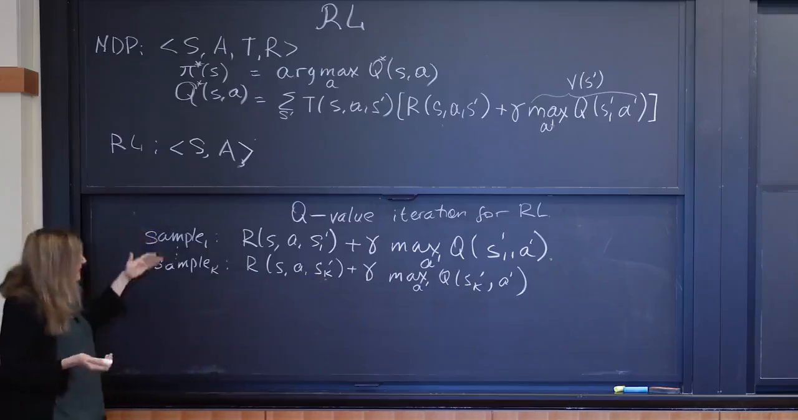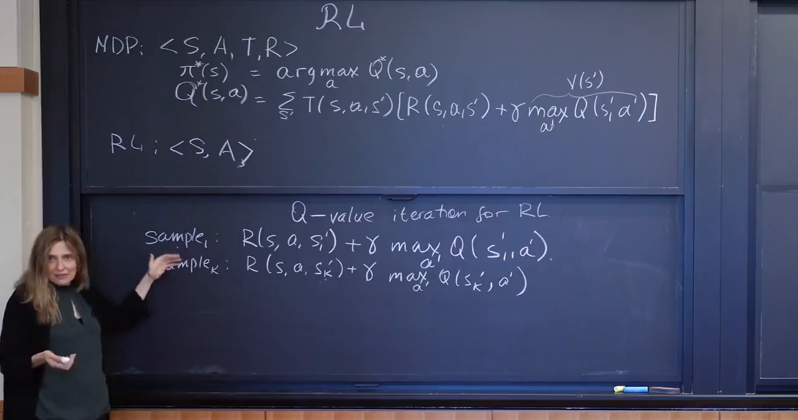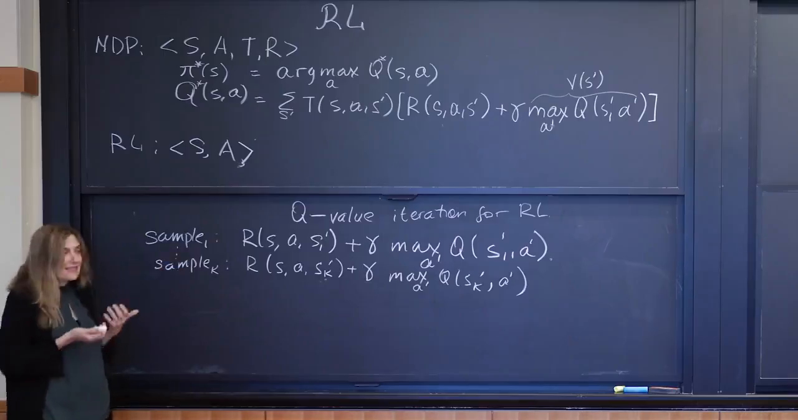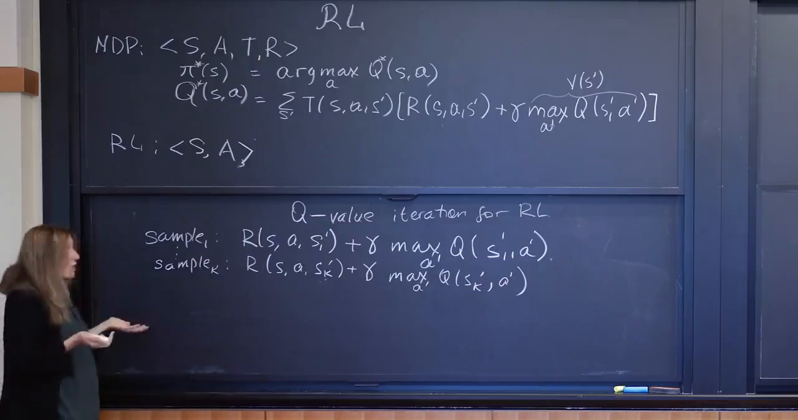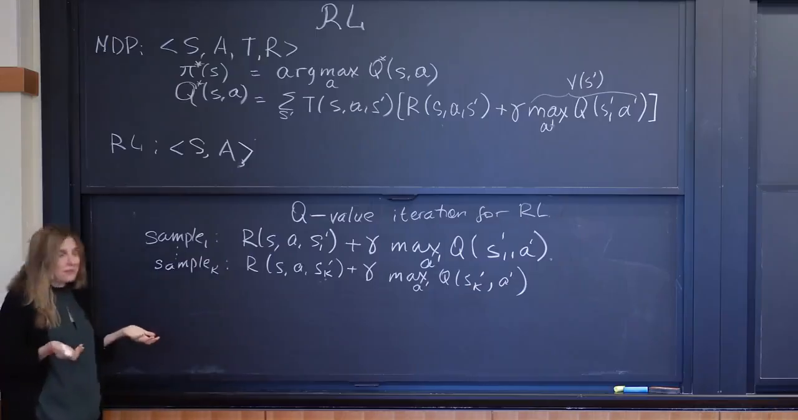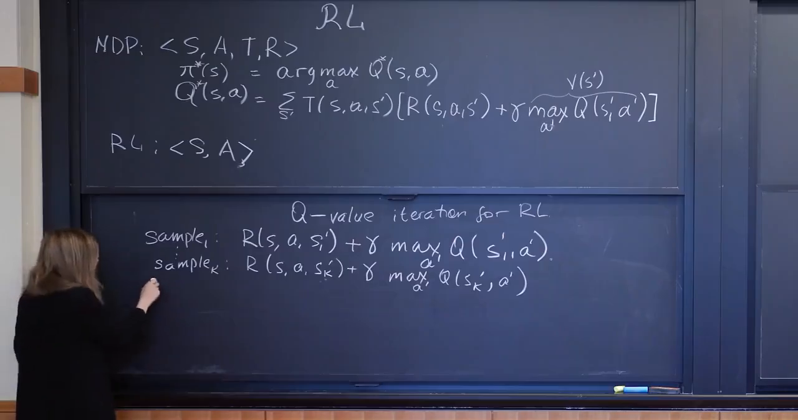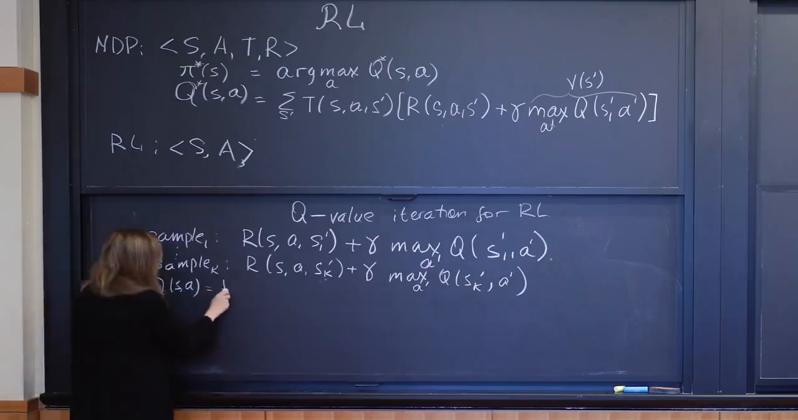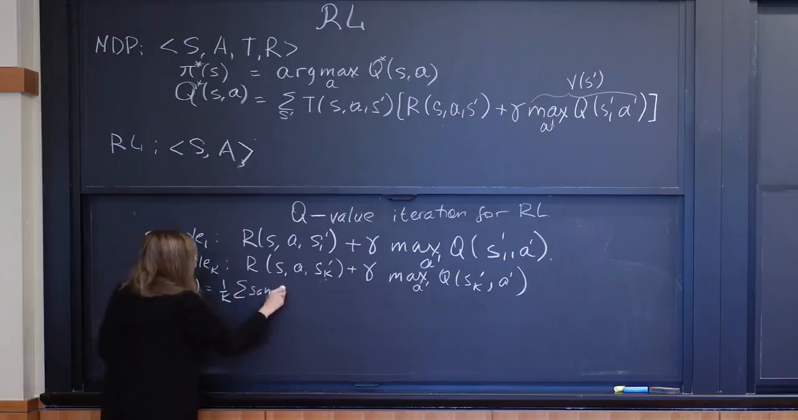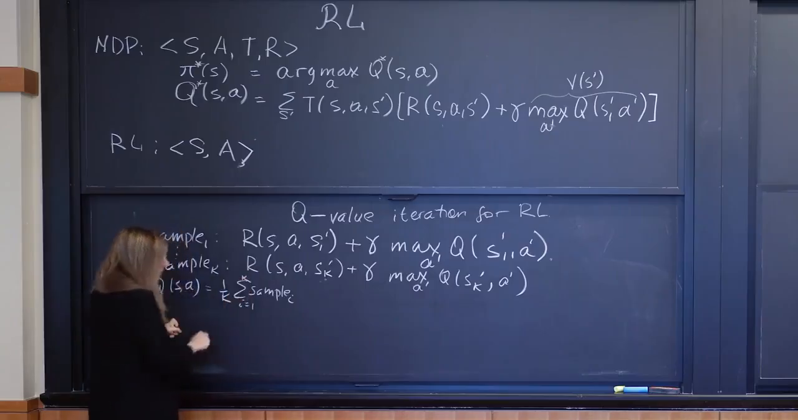Now what happens, I collected the K different samples, and it's exactly what we've done previously in the model-free learning. We can just take an average over these samples. So let's write it down. If I want to estimate my Q(S, A), I am going to take an average of the values of all the samples where i goes from 1 to K.